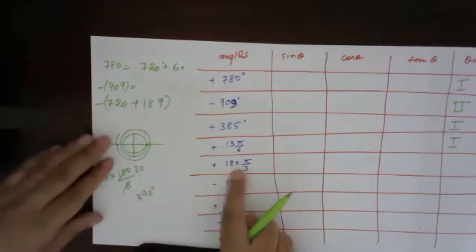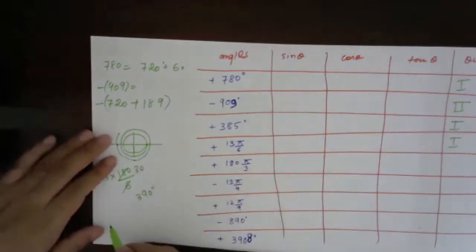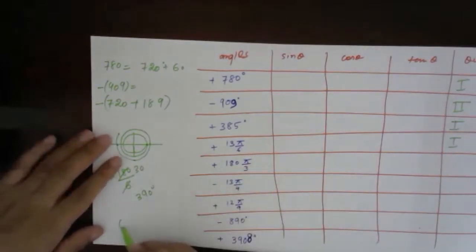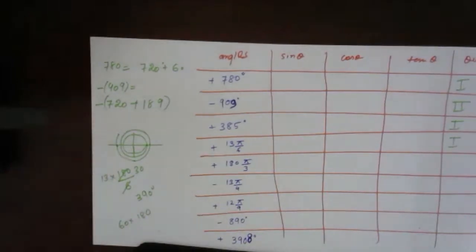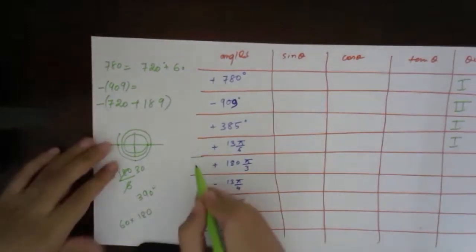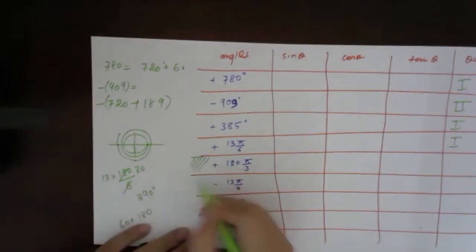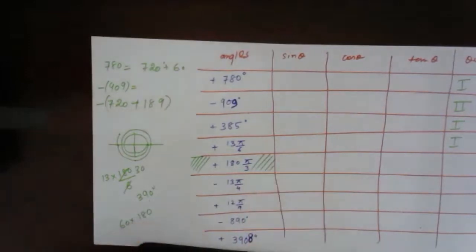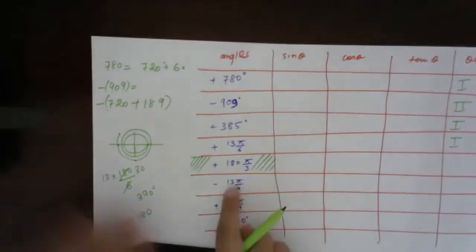Let's see. 180 pi by 3 means 60 into pi. Pi is 180. Okay, just leave this one, I will explain it, because this is exactly on the boundary, right? So leave this one. Let's see the next one.